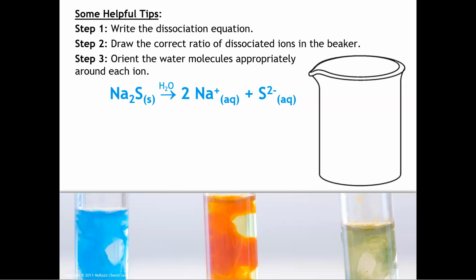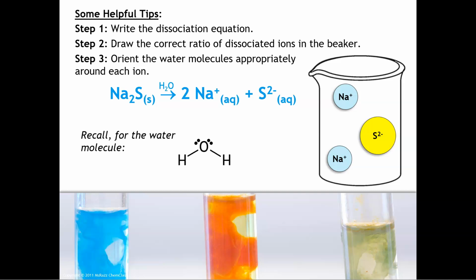Then what I want to do is actually show these ions in the beaker. So in my beaker, I should show that there are in fact 3 ions there, so that I have 2 sodium ions and 1 sulfide ion. The next thing I'm going to do is make sure that I add those water molecules appropriately. So remember, water is a polar molecule. Therefore, there's a partial negative end and a partial positive end. So that means we're going to want to orient the partial negative end pointing towards the positive ion, and we're going to want to orient the partial positive end towards the negative ion so that opposites attract.